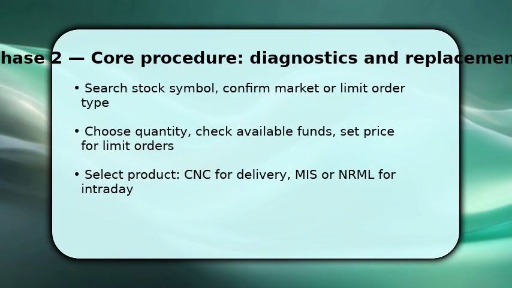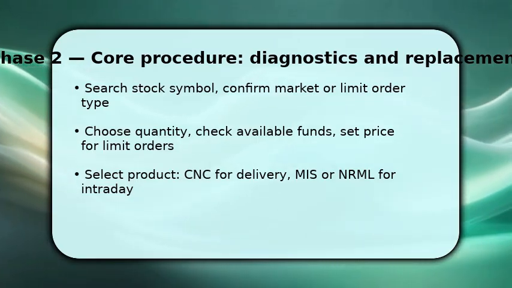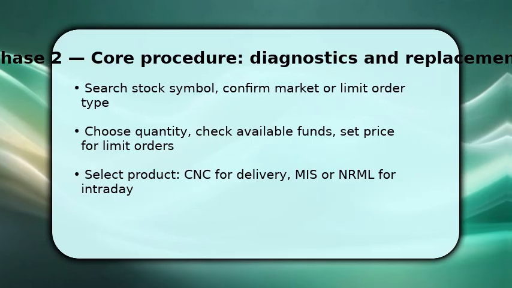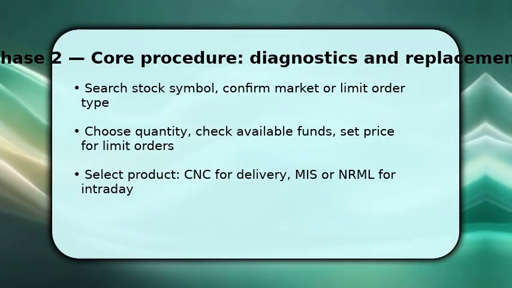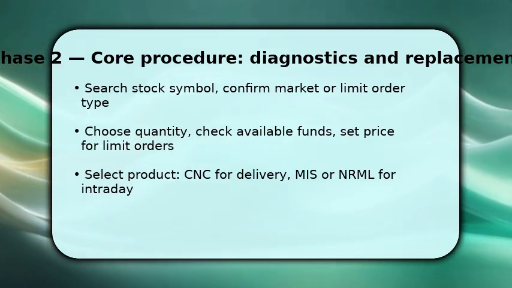You now search the ticker in Kite, then decide market or limit. Market executes immediately, limit waits for your price. For delivery, pick CNC. For intraday, use MIS or NRML depending on leverage needs.